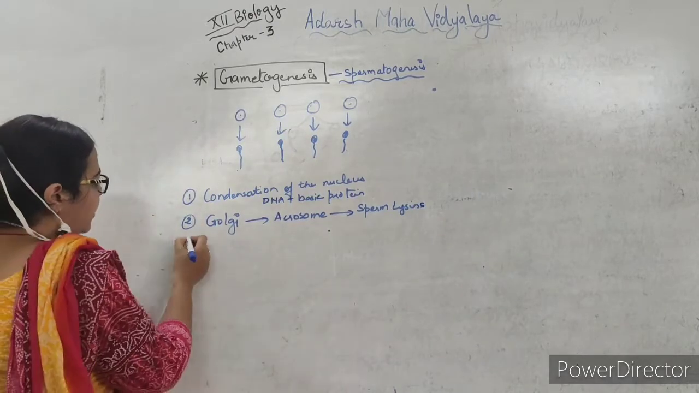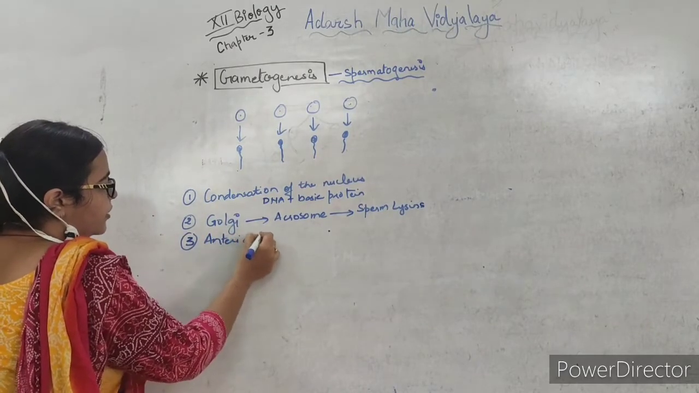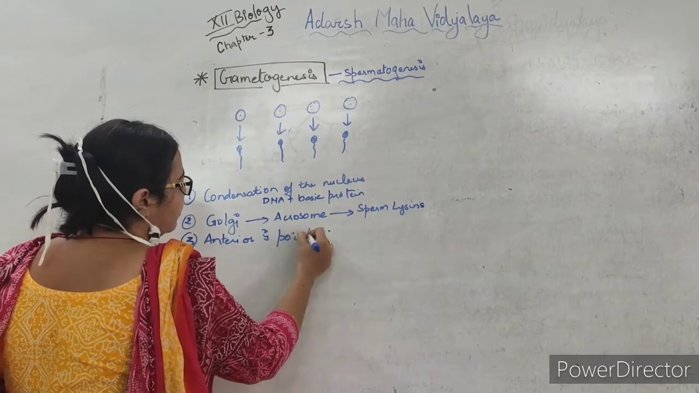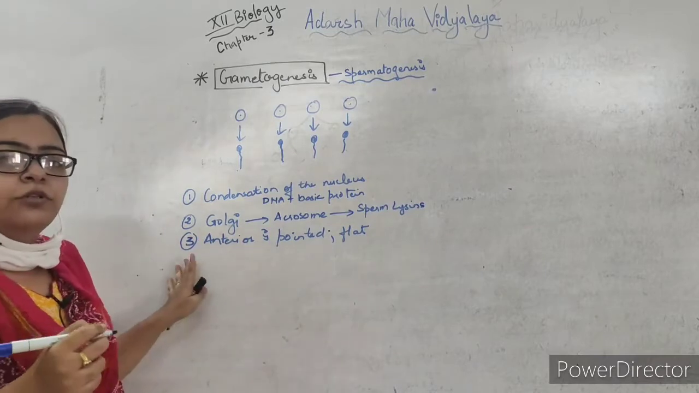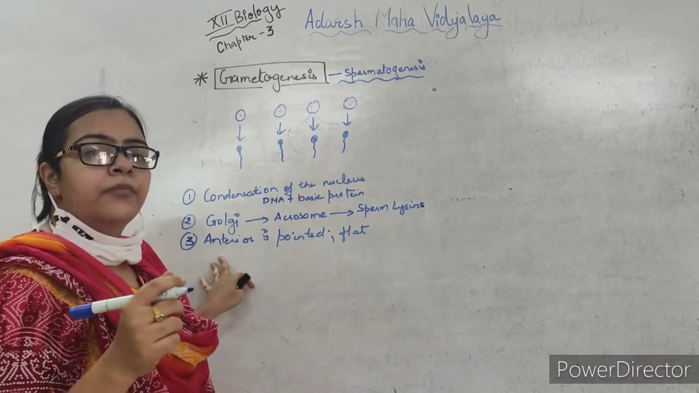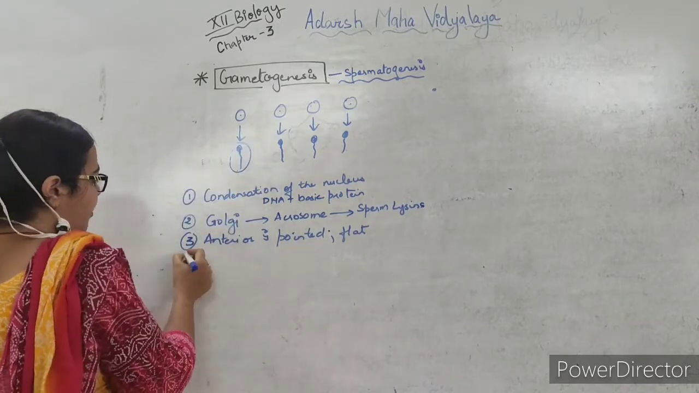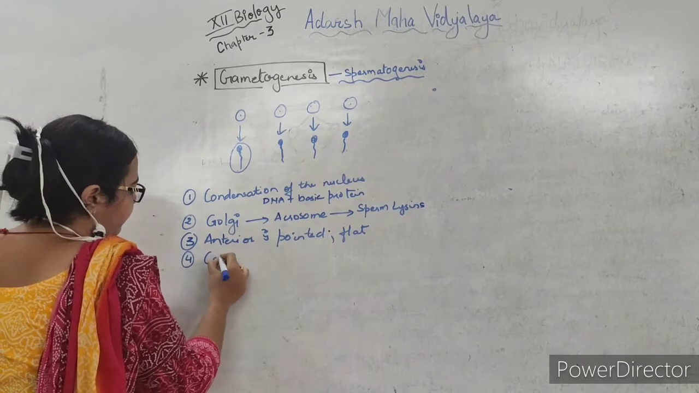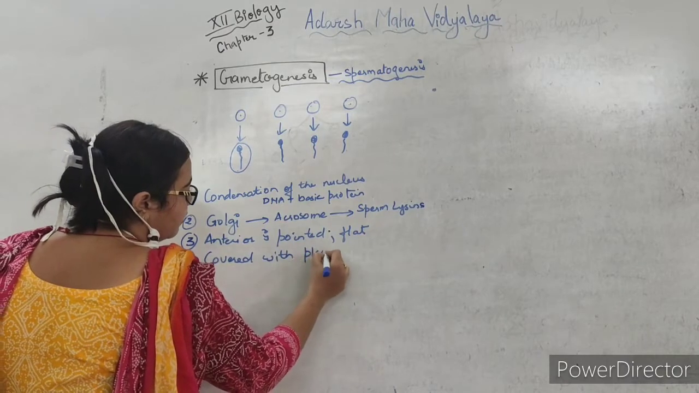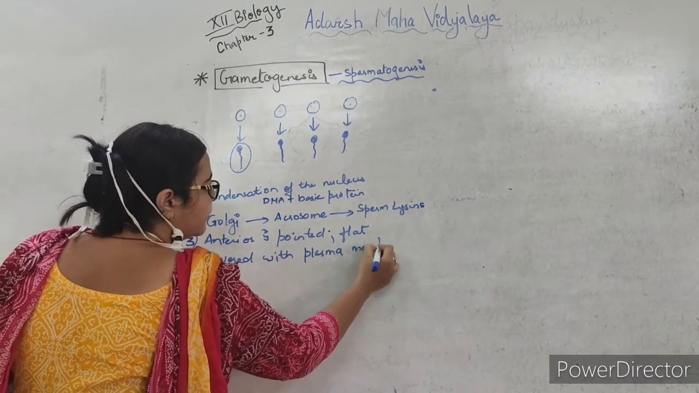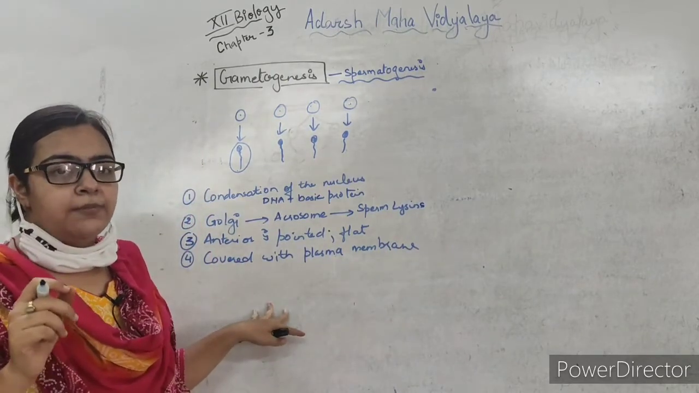Okay. The third one is the anterior portion. Anterior portion is pointed, flat. The fourth one we can say is that the whole typical structure of the sperm is covered with the plasma membrane. The whole typical structure will be surrounded by plasma membrane.